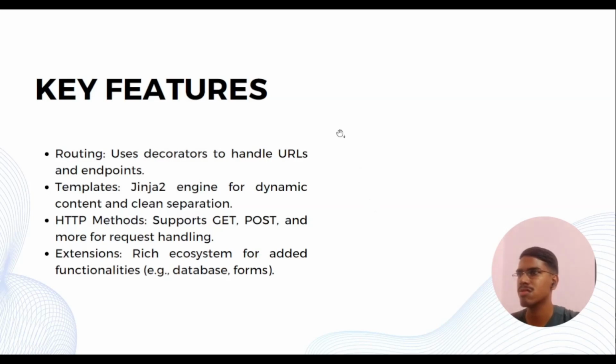First one is routing. Flask uses decorators to handle URLs and endpoints. Second one is templates. Flask uses the Jinja 2 engine for dynamic content. Third one is HTTP methods. Flask also supports GET, POST HTTP methods. And fourth one is extensions. Flask also has a lot of extensions for accessing databases or creating forms.